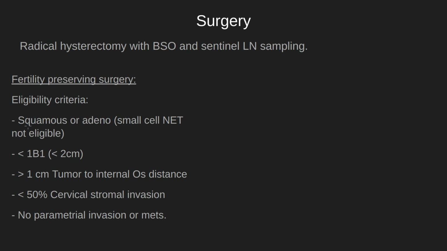So these criteria apply only to squamous and adenocarcinoma. They do not apply to the other lesser common variants such as small cell neuroendocrine types. The tumor should be less than 2 centimeters in size. The distance between the tumor and the internal os should be greater than 1 centimeter. The invasion of the tumor into the cervical stroma should be less than 50%. So these are the three main criteria that are important to be met before the patient can be considered for fertility preserving surgery. And of course, there should be no parametrial invasion or metastatic disease.